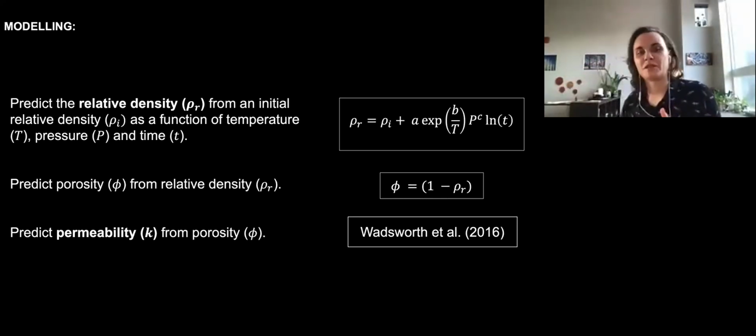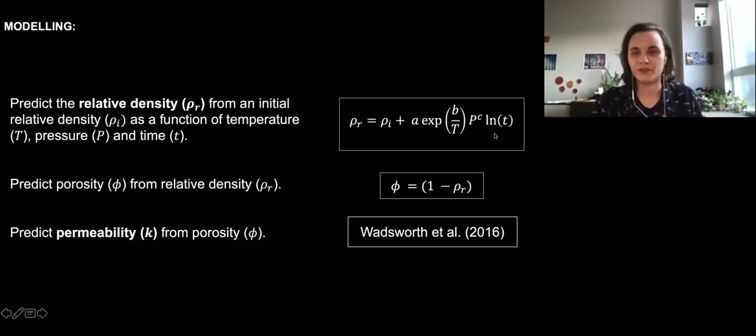So as I said, I developed an empirical model that describes the relationship between density and the experimental conditions, namely temperature, pressure, and time. You can see that empirical model here. There are 3 fit parameters that I solved for when fitting this model form to my experimental data. And what I can do with this model then is solve for relative density as a function of temperature, pressure, and time. I can then convert that relative density into a porosity, and then I can feed that porosity into the Wadsworth model and get out permeability. And what this allows me to do ultimately is to predict porosity and permeability loss as a function of temperature, pressure, and time.